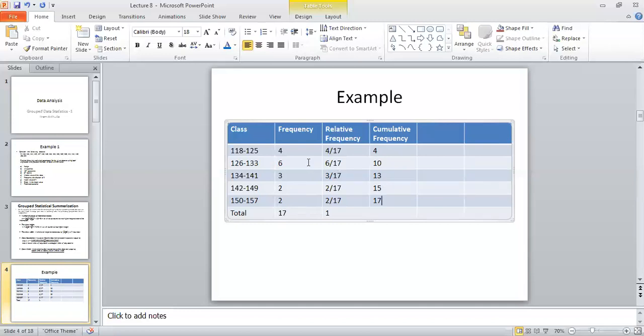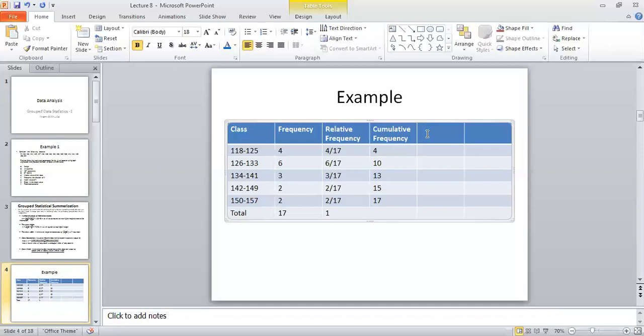The interpretation of the cumulative frequency is this: up to 125 we have consumed 4 values of our data set. Up to 133 we have consumed 10 values. Up to 141 we have consumed 13 values. Up to 149 we have exhausted 15 values. Up to 157 we have exhausted 17 values of our data set. So this is a very important parameter when we are working with quartiles, percentiles, and deciles.